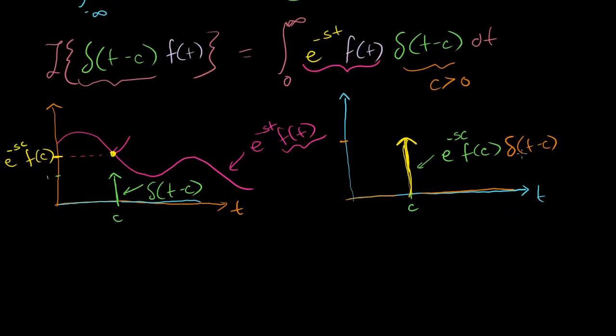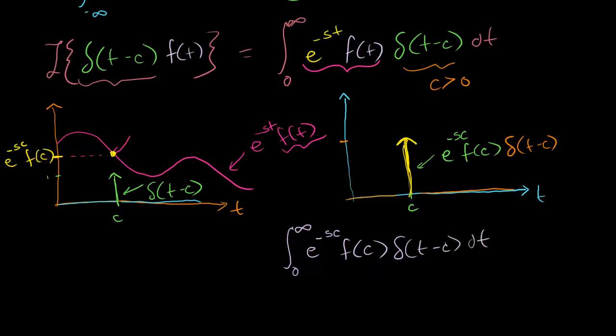So what's the integral of this thing? Taking the integral of this thing from minus infinity to infinity, since this thing is this thing, it should be the same as taking the integral of this thing from minus infinity to infinity. So let's do that. Actually, we don't have to go from minus infinity. I said from 0 to infinity. So if we take from 0 to infinity, what I'm saying is taking this integral is equivalent to taking this integral: e to the minus sc f of c times my delta function, t minus c, dt.